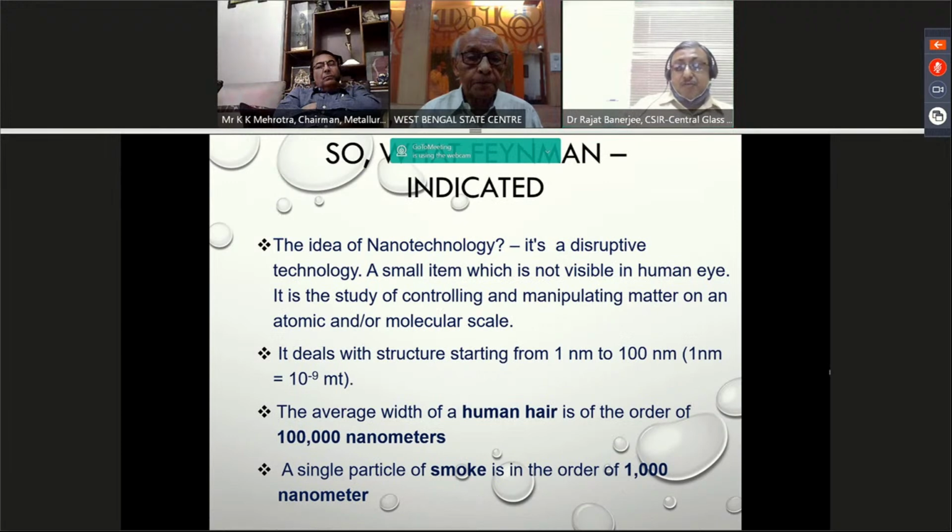So what Feynman indicated was the idea of nanotechnology, a disruptive technology dealing with small items which are not visible to the human eye. It is the study of controlling and manipulating matter at the atomic and molecular scale. It deals with structures from 1 nanometer to 100 nanometers. As we know, 1 nanometer is equal to 10 to the power minus 9 meter. The average width of a human hair is of the order of 1 lakh nanometers. A single particle of smoke is of the order of 1000 nanometers.